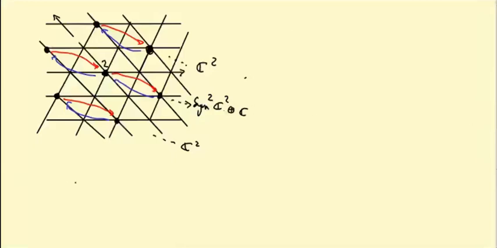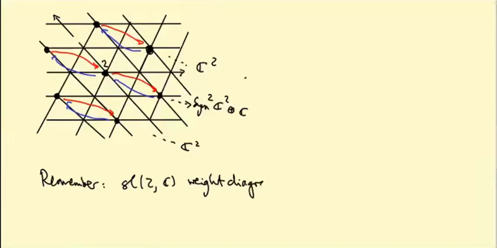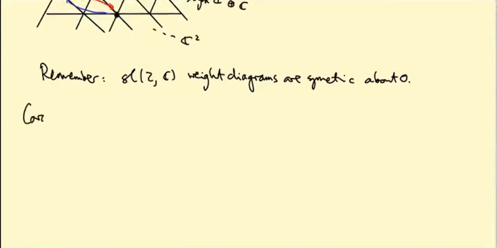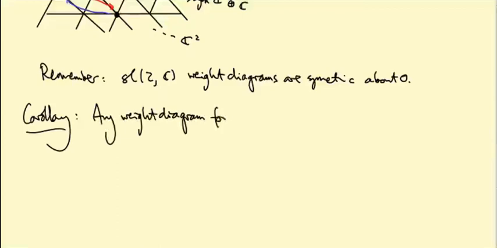Now remember, SL2C weight diagrams are symmetric about the origin. And what we're saying is our diagram is symmetric about the origin. In other words, it has a reflectional symmetry about the origin in three different ways. So corollary, any weight diagram for an SU3 representation has three lines of reflection symmetry.